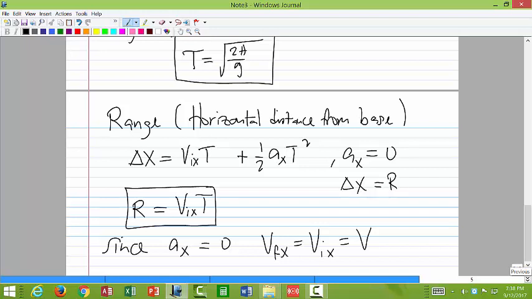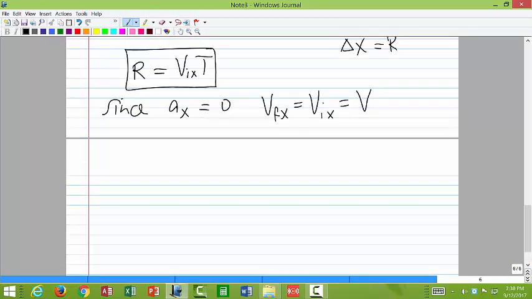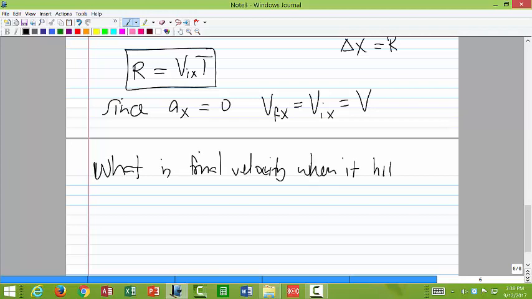Okay, so we've calculated the time it takes to fall and the horizontal range. Those are the important things for launching a projectile horizontally. And one last thing we can calculate is the final velocity of the projectile. So, what is the final velocity when it hits the ground?